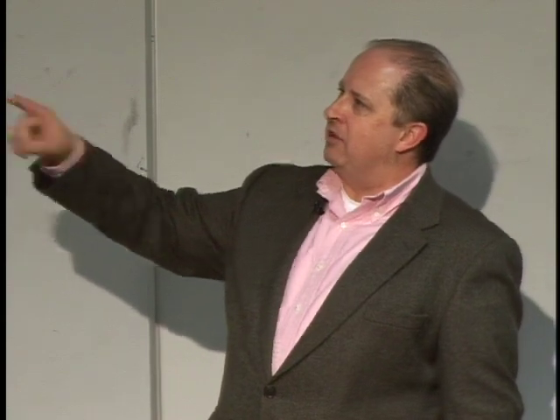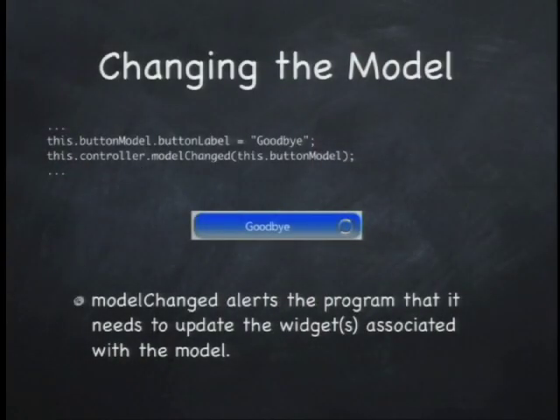So say we want to change this a little bit. Like we want to change the label. This is what we were talking about before. The model changed. We decided we want to change our button label. So we say this button model, button label. Remember the button model was that object that we had. We set the button label now from hello or press me or something to goodbye.